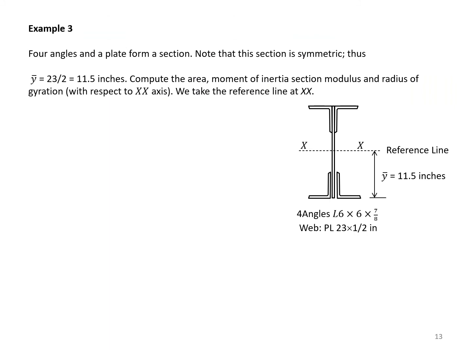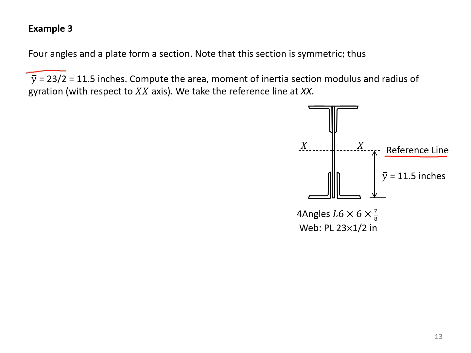Our example 3 is a built-up section made of 4 angles and a plate. Now, although in appearance it looks complicated, actually it's very simple. Why? Because it is symmetric with respect to xx, and any time that your section is symmetric, it is a good idea to take your reference line exactly at the location of the centroid.